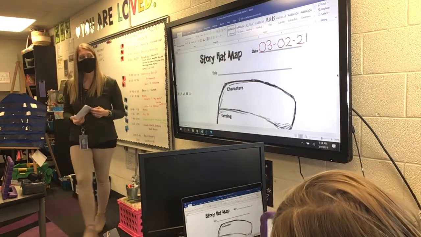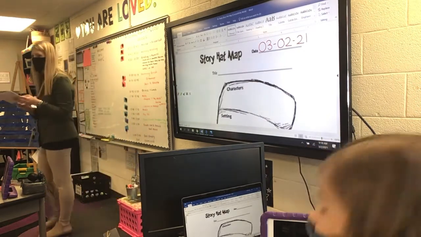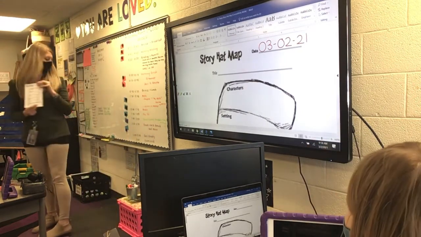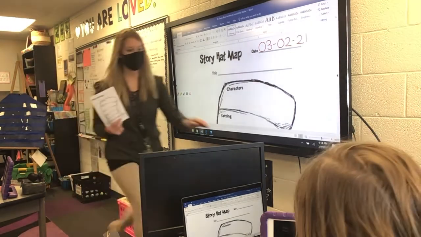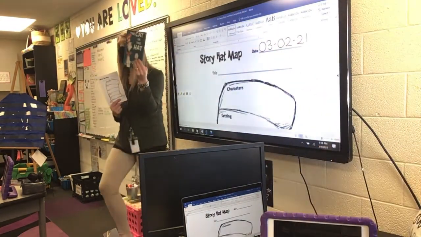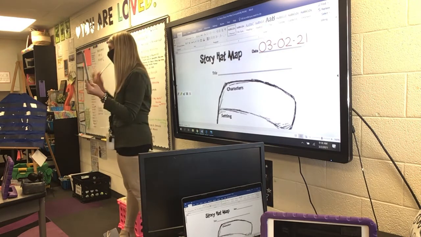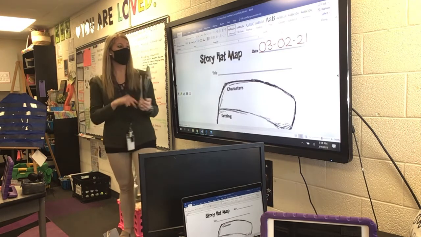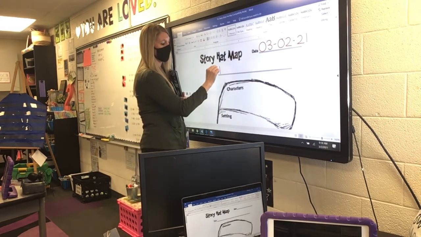Now, we are going to take Dr. Seuss's most famous book, The Cat in the Hat. We're going to take his most famous book, and we're going to practice the story elements. Yesterday, you all listened to this book on the read aloud. So up here it says title. We're going to put in our best handwriting.